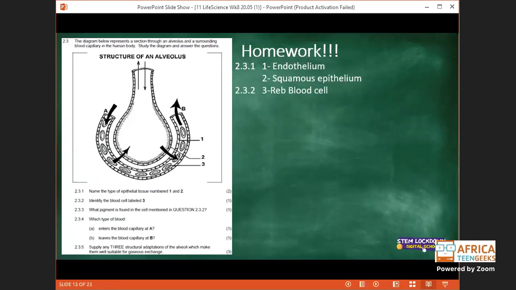Oh my gosh, I wrote red. It's red, no guys, red with a D. Red blood cell or your erythrocyte, okay? So here's the corpuscles, red blood cell or the erythrocyte, okay? Okay, question 2.3.3. What pigment is found in the cell mentioned in question 2.3.2?